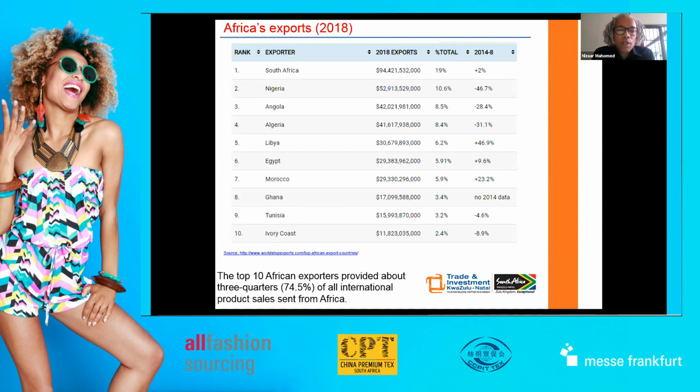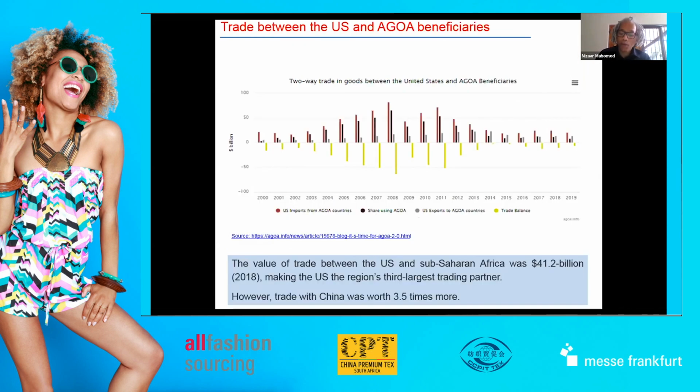But what's interesting, though, from an exporting point of view, is the top 10 African exporters provided about three quarters, just under 75%, of all international product sales from Africa. And that level of concentration is not necessarily good if you want the continent as a whole to succeed. If you've only got 10 countries out of the entire continent doing 75% of trade, there's a huge impetus for the other countries to begin to catch up.